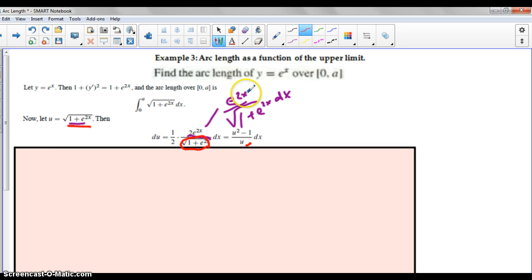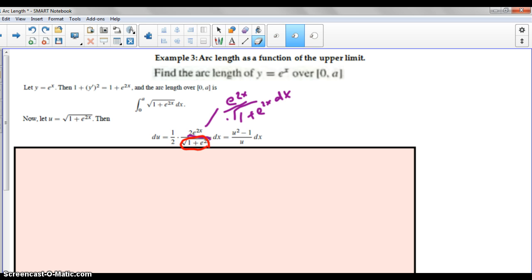Where could that have come from? If we square the u, we get 1 plus e to the 2x, just the inner part. And then if we take away 1, the 1's would cancel out, and we get just e to the 2x. So the substitution we're going to make actually ends up being really nice.